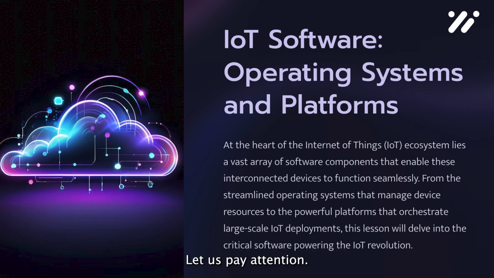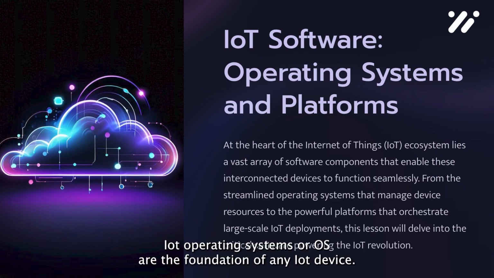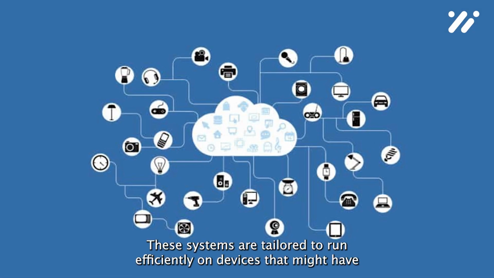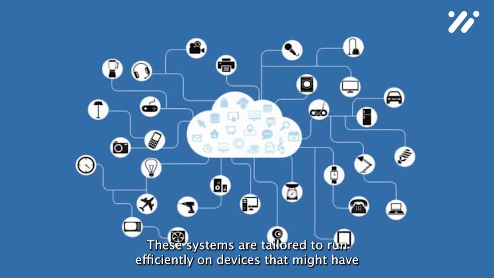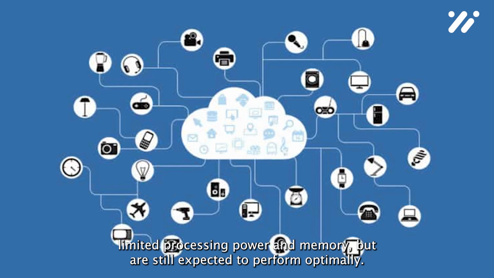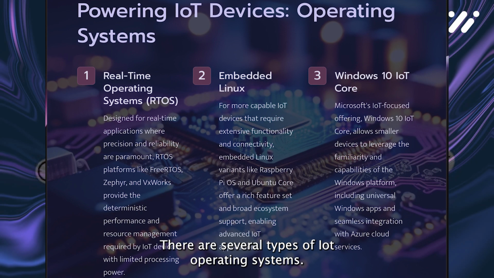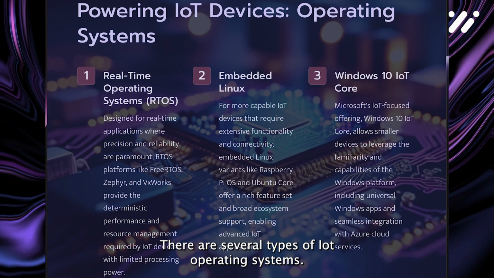Let us pay attention. What do we mean by IoT operating system? IoT operating systems, or OS, are the foundation of any IoT device. These systems are tailored to run efficiently on devices that might have limited processing power and memory, but are still expected to perform optimally. There are several types of IoT operating systems.